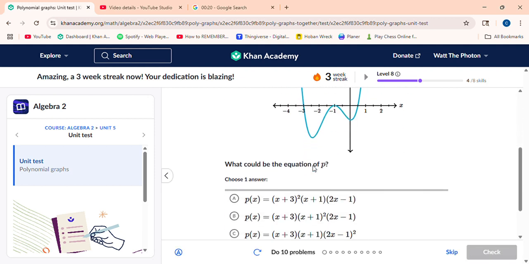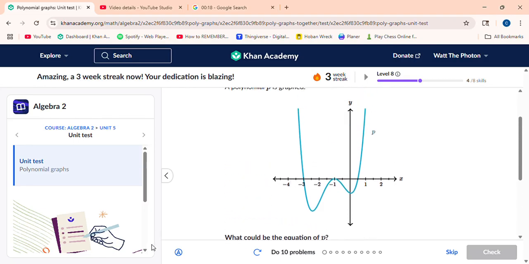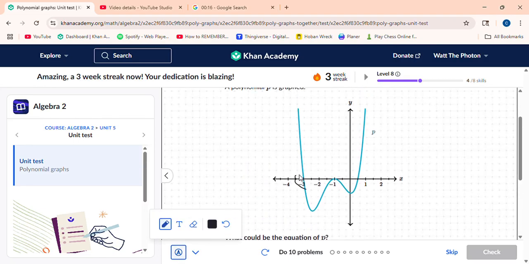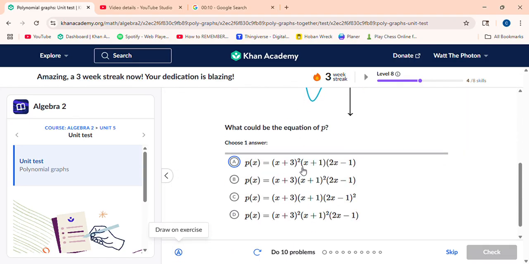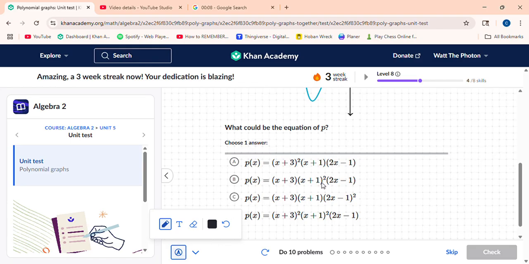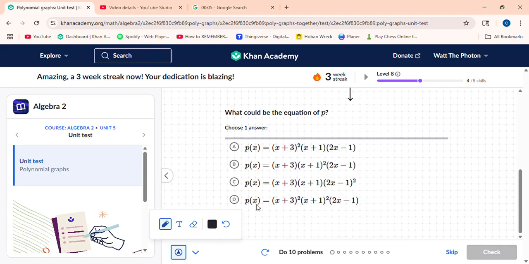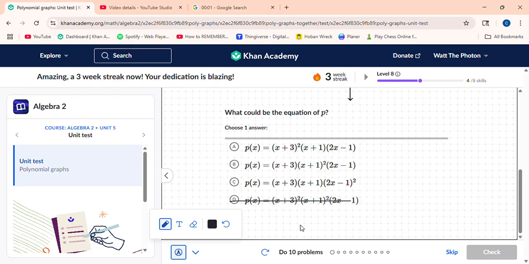Polynomial P is graphed. What could be the equation of P? So it's cubic because you have one touch right here, a double touch right here, and one touch right here. So it has to be a cubic function, or beyond cubic. So it's not going to be D. Or actually, it might be.